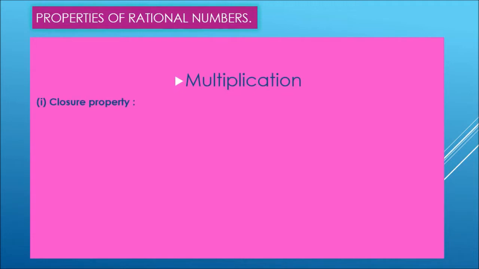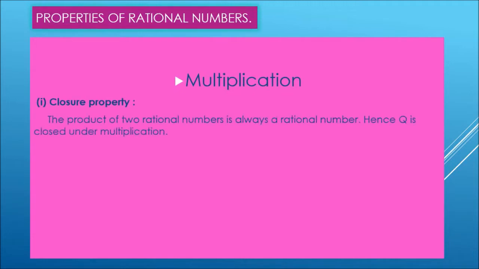First property, closure property. The product of two rational numbers is always a rational number. Hence, the set of rational numbers Q is closed under multiplication. It means if you multiply two rational numbers in any order, the result is always a rational number.